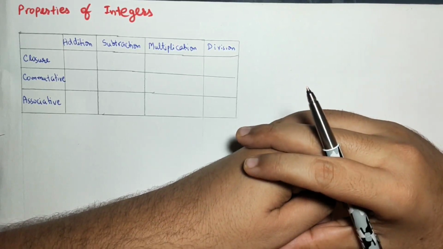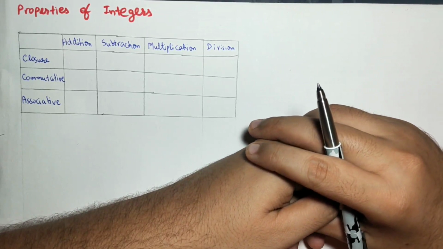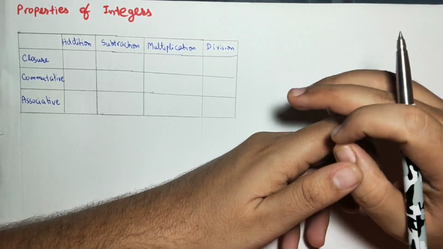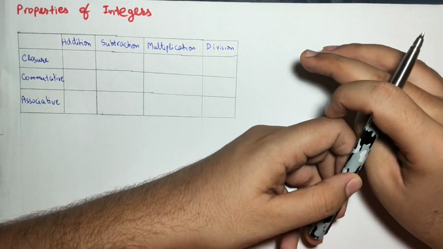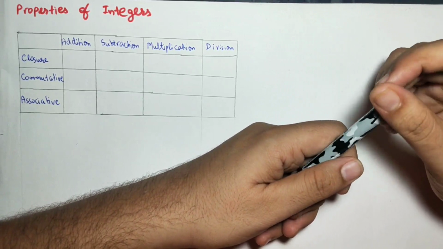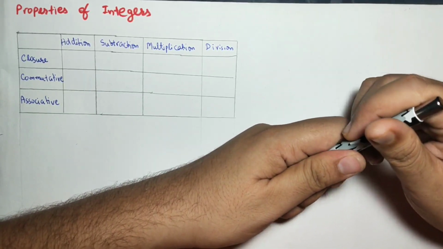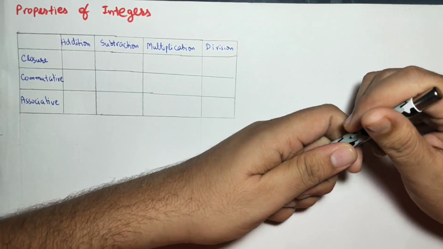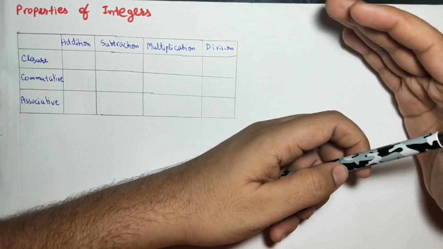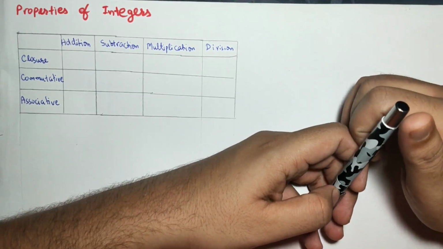So let me come back to my topic, which is properties of integers. Till now, in exercise 1.1, we have learned that integers are numbers which have negative values, 0 and the positive values. Means natural numbers and whole numbers both lie in integers.